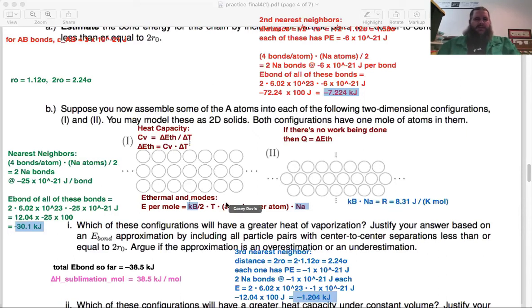So let's do that. If we make that substitution, we get energy per mole is kB times NA, which is R, times temperature, times number of modes. It's number of modes per atom. I'm just going to write it as number of modes here, divided by 2.